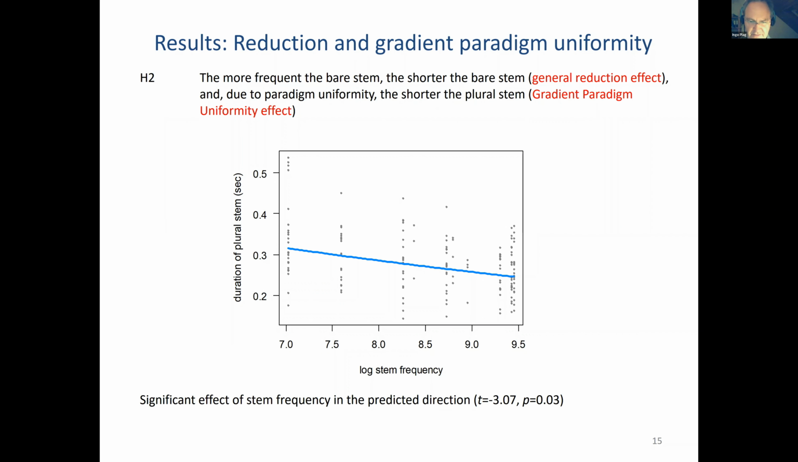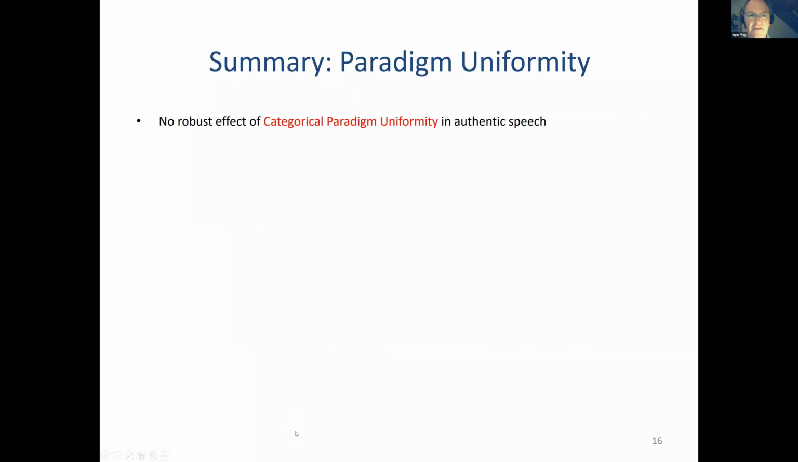This effect is significant in spite of the fact that we have rather few data points here. So the more frequent the bare stems, the shorter the plurals. We can summarize, therefore, that there is no robust effect of categorical paradigm uniformity in authentic speech. However, we find a clear effect of the gradient paradigm uniformity in spite of the small data set.